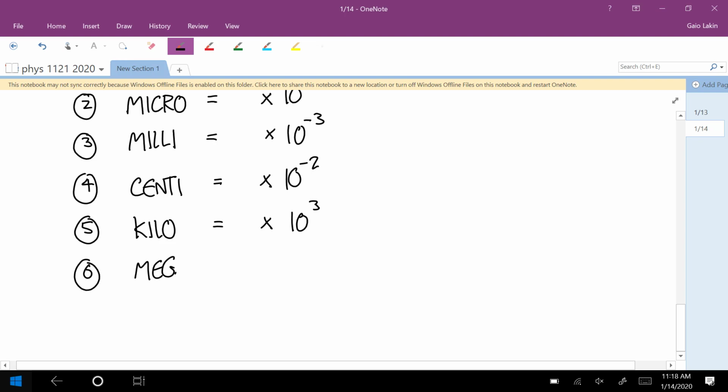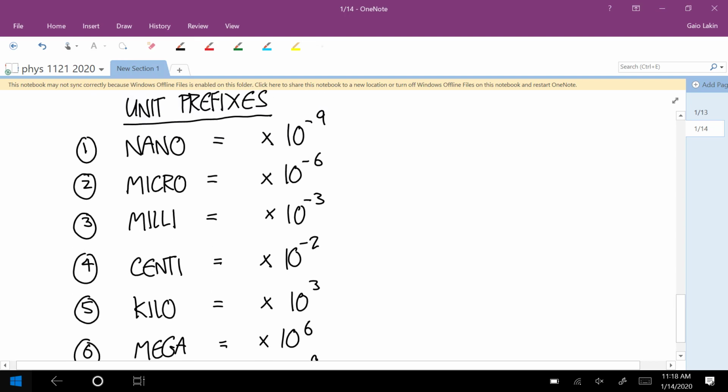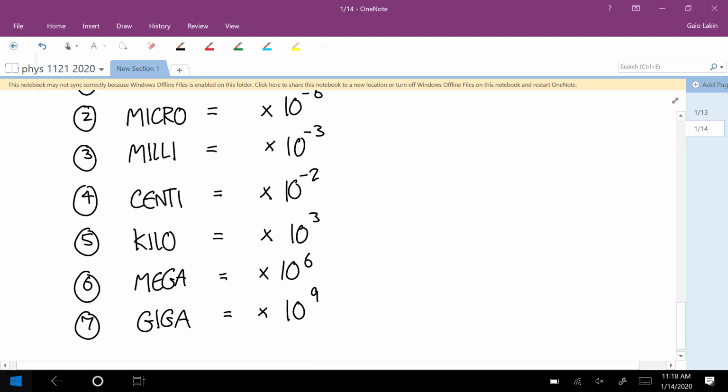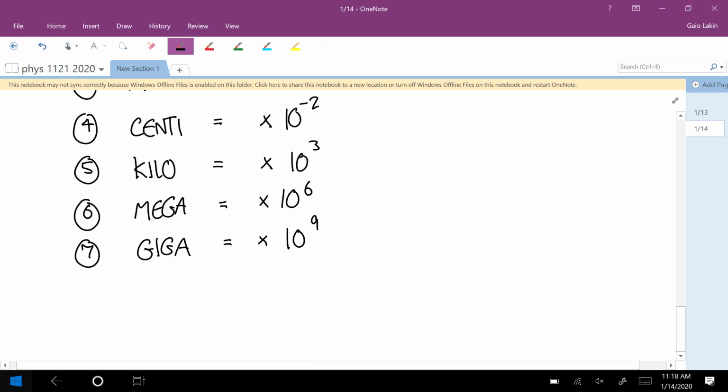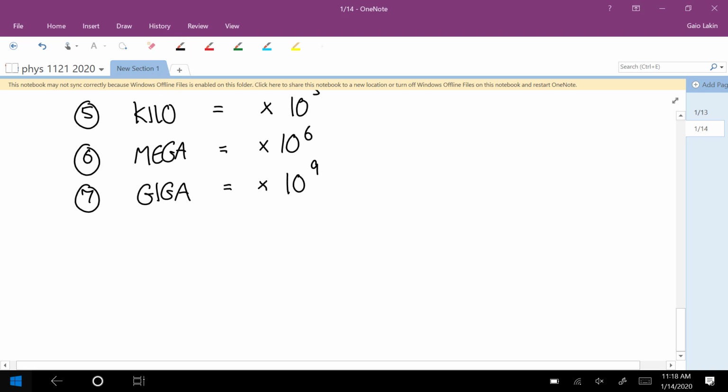Mega means times 10 to the 6th. And giga means times 10 to the 9th. Okay, so that's from smallest to biggest. If you have 5 nanometers, that's a tiny distance. If you have 10 gigameters, that's a huge distance. Any questions about the meaning of those prefixes?